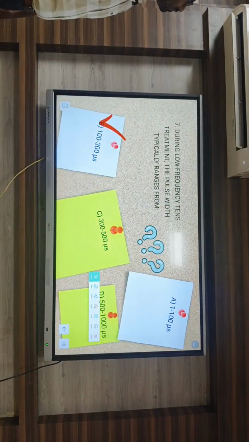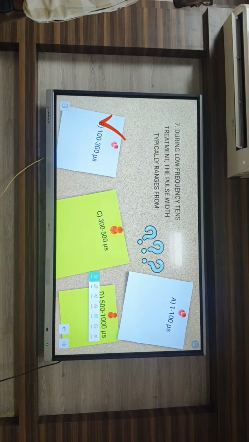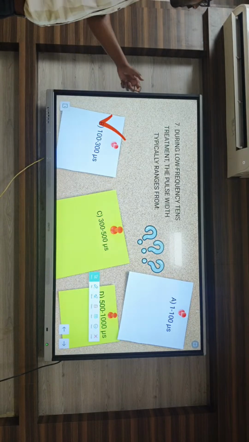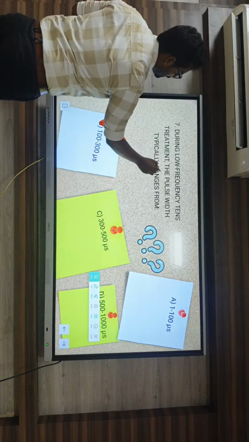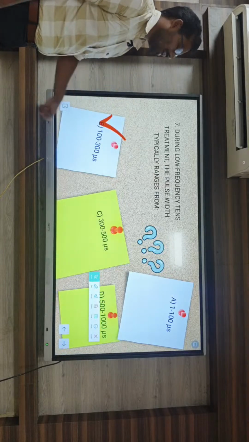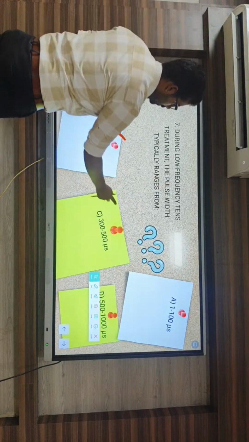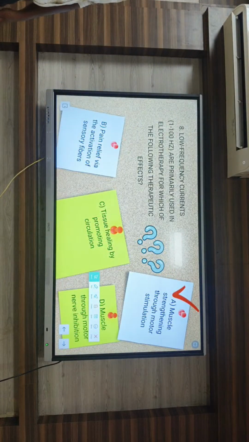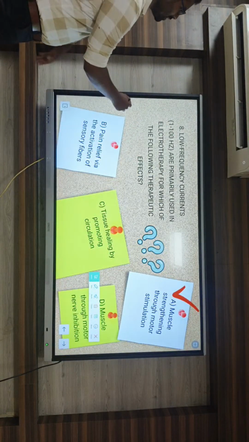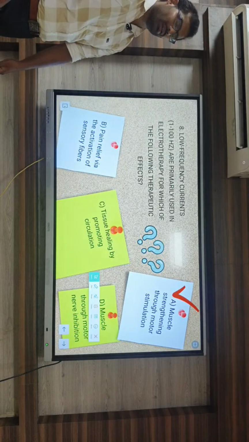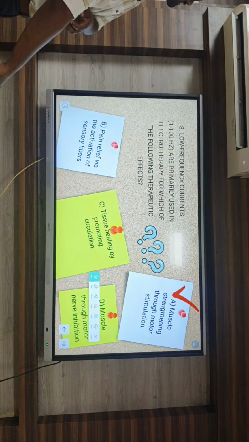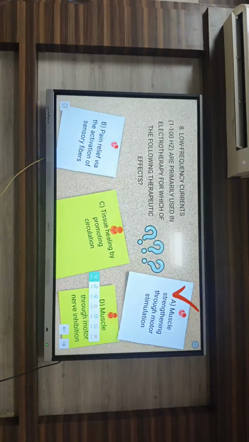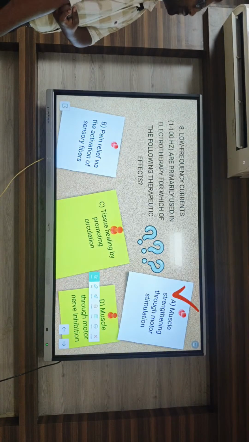So during low frequency TENS treatment, the pulse width typically ranges from low frequency TENS ஓட pulse width தான் கேக்குறாங்க. That is 100 to 300 μs. Next one, low frequency current. அதாவது low frequency அப்படினு பார்த்தோம்னா அதோட frequency level 1 to 100 hertz தான் இருக்கும். So that is the low frequency are primarily used into the electrotherapy for which of the following therapeutic uses?